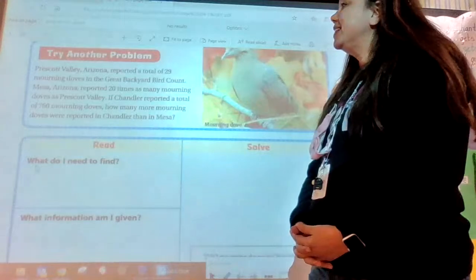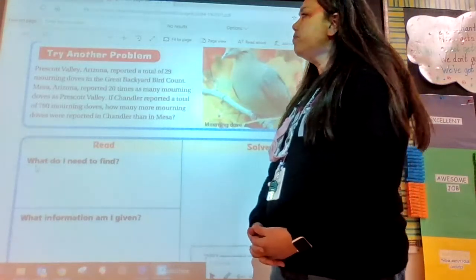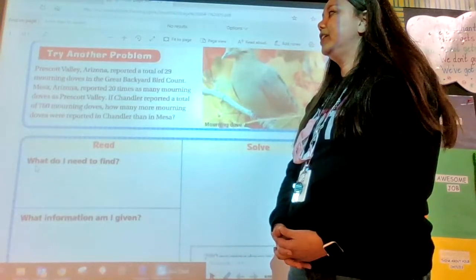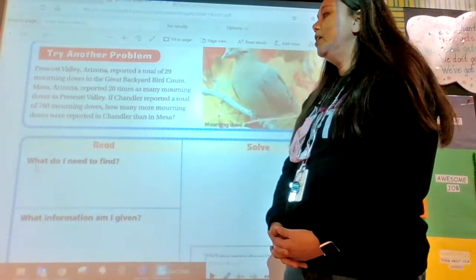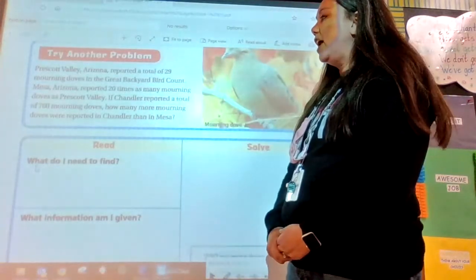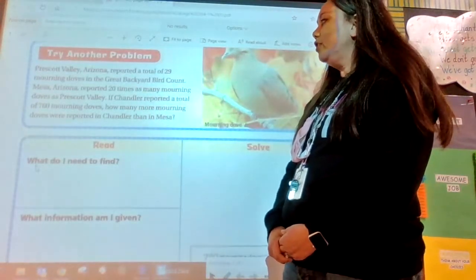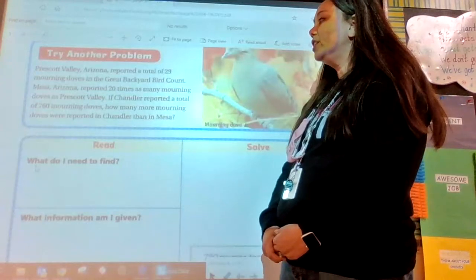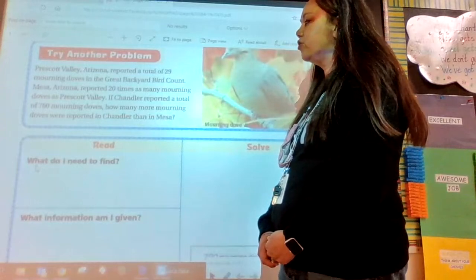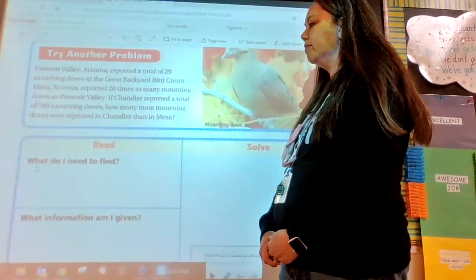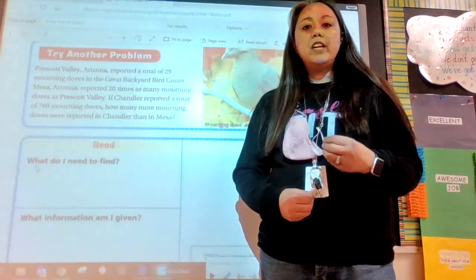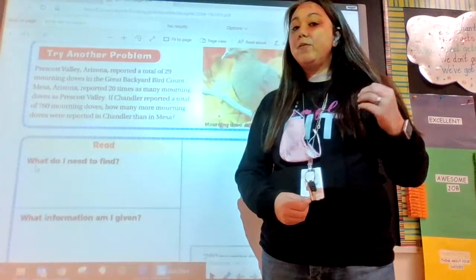This problem says, Prescott Valley, Arizona reported a total of 29 mourning doves in the Great Backyard Bird Count. Mesa, Arizona reported 20 times as many mourning doves as Prescott Valley. If Chandler reported a total of 760 mourning doves, how many more mourning doves were reported in Chandler than in Mesa? Pause the video, read it to yourself, think about it, or rewind it and let me read it to you again.